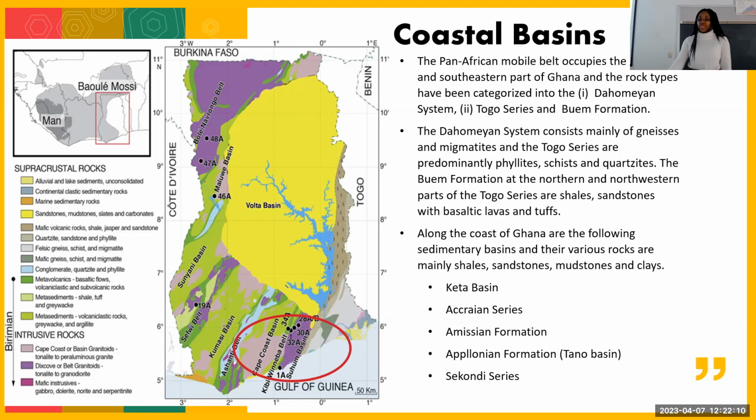The Buem Formation, at the northern and northwestern parts of the Togo series, so that would be, I suppose, this area over here, are shales, sandstones with some basaltic lava and tuffs. And along the coast of Ghana are the following sedimentary basins, with their various rocks being mainly shale, sandstone, mudstone, and clay. The Keta Basin, the Accra series, the Amisian Formation, the Apollonian Formation, otherwise known as the Tano Basin, and the Sekondi series. So these mostly contain sandstones all the way up to alluvial and lake sediments, with a few of them containing quartzite, sandstone, and phyllite.